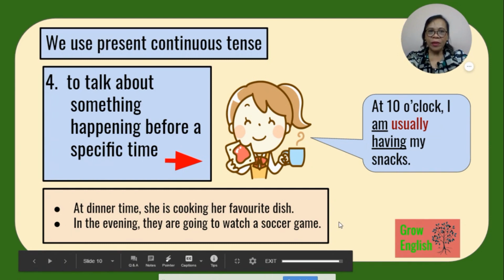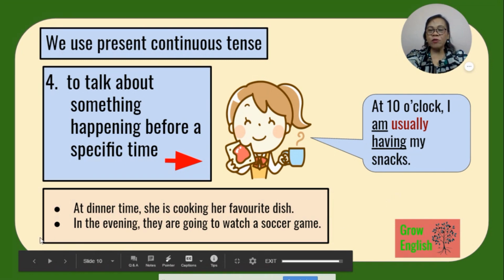Okay, for example, at 10 o'clock, I am usually having my snack. So by the time of speaking this, the person is not yet eating the snack. Okay, he or she is looking forward that at 10 o'clock he or she is going to eat his or her snacks, because this is what the sentence is implying.